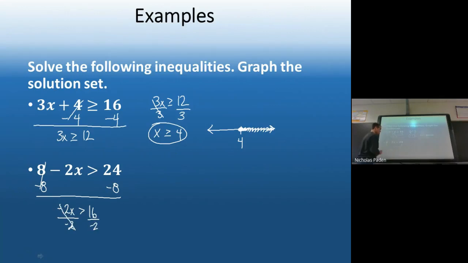So the negative 2's cancel out. I'm left with x, but what else do I have to do? If I divided both sides by a negative number, I need to flip the sign and make that less than 16 divided by 2, negative 8. So x is less than negative 8 would be my solution set. So whenever I go to graph this, at negative 8, it's just less than, there's no equal to, so it's going to be an open circle. And now x is less than negative 8. Less than, remember, we shade to the left, where the two L's go together.